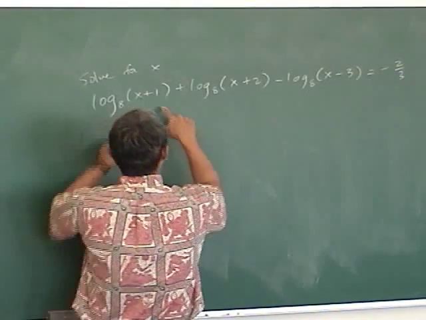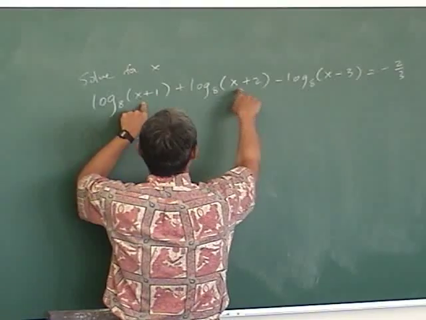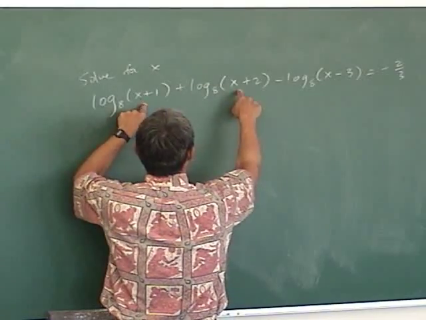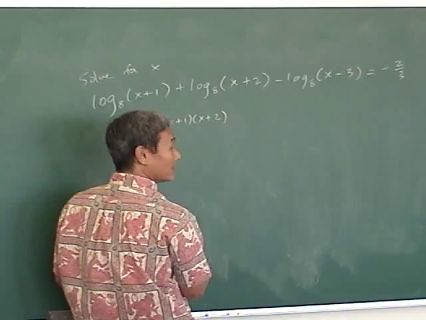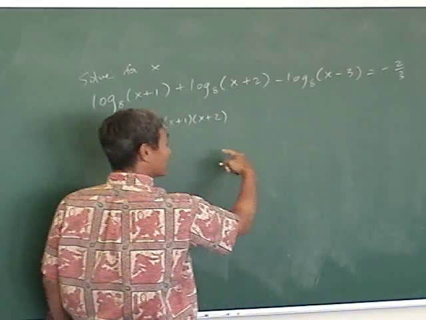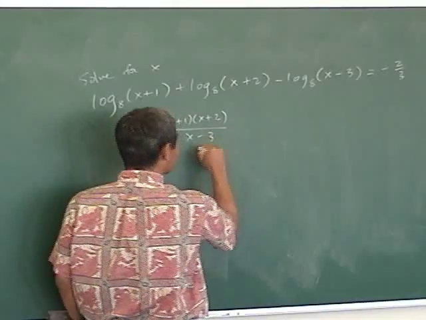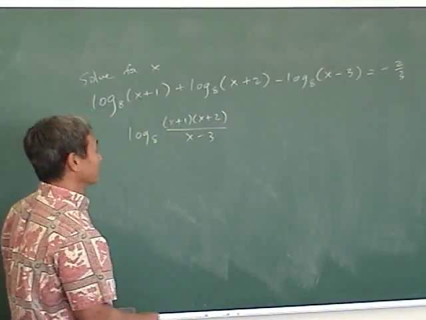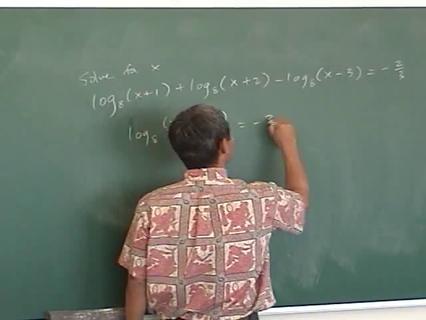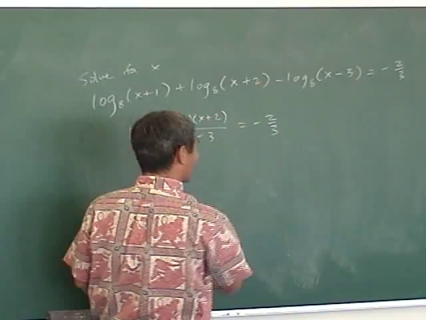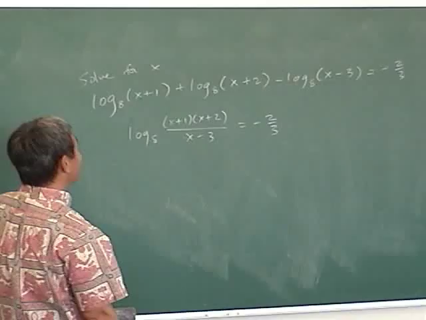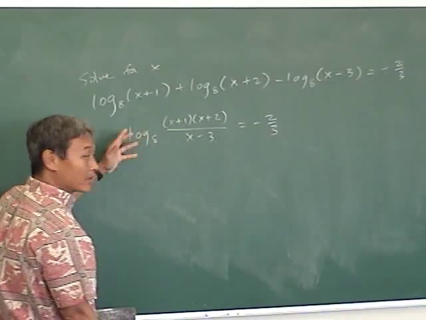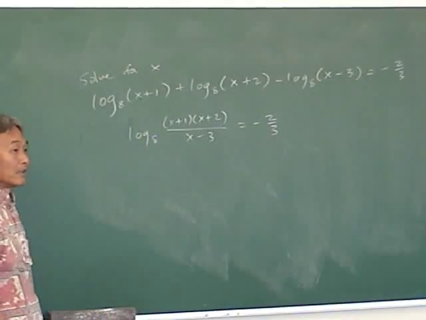So what happens when you add the logarithms? The arguments are multiplied like that, right? And then when you subtract, yeah, it's divided. Can you guys do that all in one step? Okay. Now, why do I want to write this as just one logarithm? Because now you can get rid of the log base 8. How do I get rid of a log base 8? You ate it.